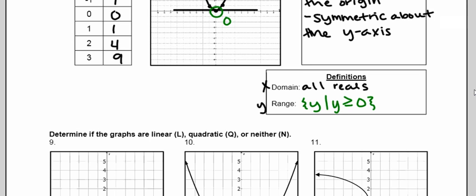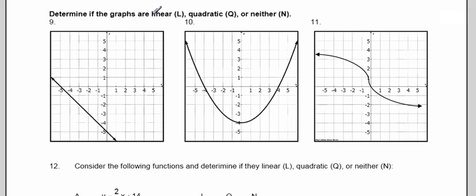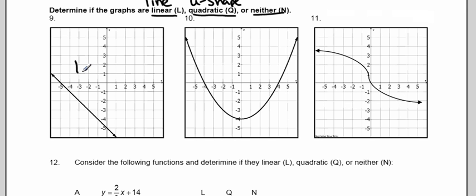Okay, let's use this information to identify certain kinds of graphs. So we're going to determine if these functions are linear, quadratic, or neither. If they're linear, they should look like a line. If they're quadratic, they should have a U shape. And if they're neither, well, they don't have either of those. Number 9 looks like a line, so it's linear. Number 10 looks like a U shape, so it's quadratic. Now number 11, even though it's curvy, it is not the U shape, so it is neither.